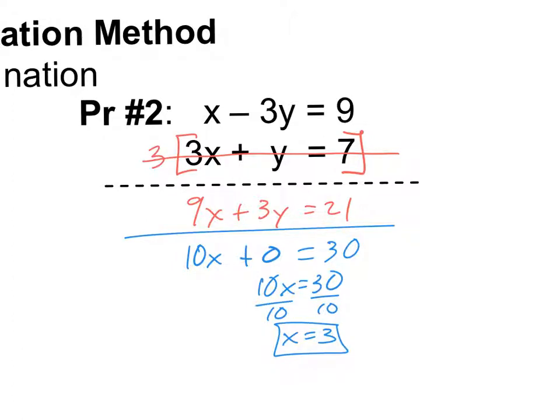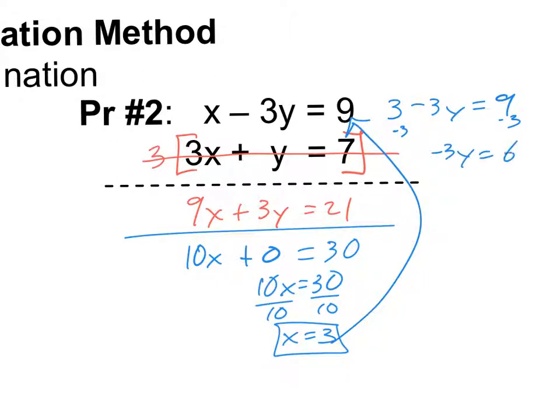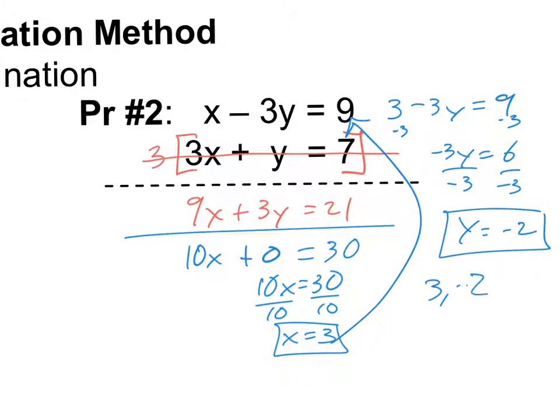Now again, we're going to take this and we're going to plug it back into any one of these equations. It's up to you which one you pick. I'm going to pick the top one. So if I plug this into the top one, you're going to get 3 for x minus 3y equals 9. And we're going to just solve for y. So I would subtract 3, I'd get negative 3y equals 6. y equals negative 2. So 3 comma negative 2 is our answer.